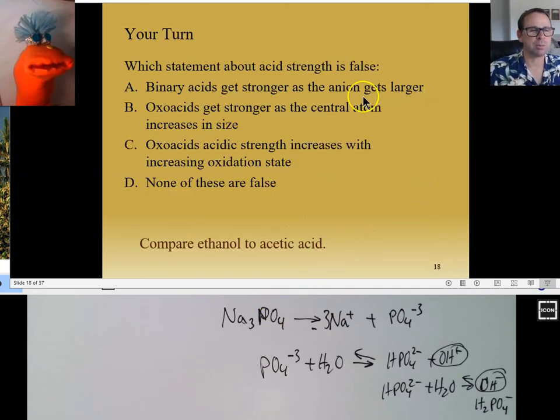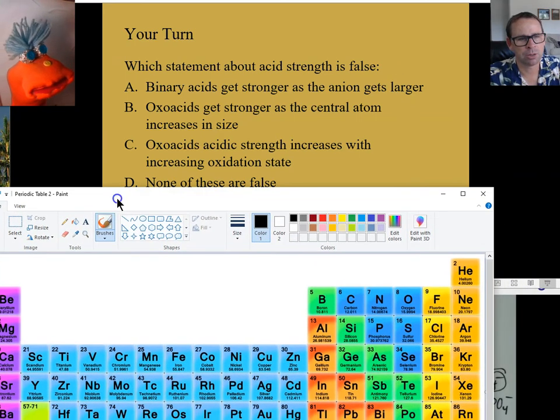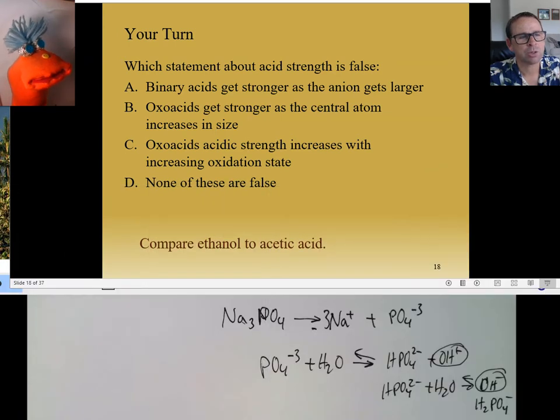Okay, so which statement about acid strength is false? Binary acids get stronger as the anion gets larger. What do you think? Is that true? Binary, that's like HCl, HBr, and HI, right? That's true. As you go down the periodic table, the acids get stronger for binary acids. Very good.